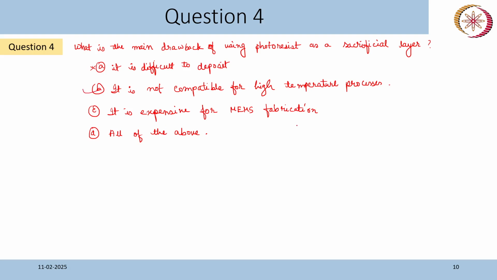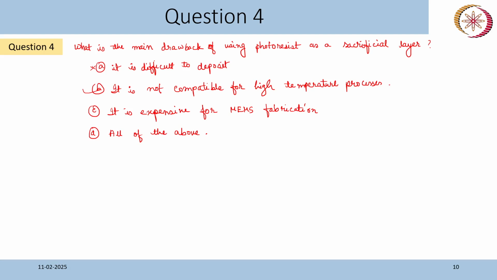And it is expensive for MEMS fabrication. This option is somewhat true, but it depends on the situation. If you are making a device which has very critical dimensions, and you are going to use it for a very specific application, then many times you don't care about the cost. But usually photoresists are expensive.